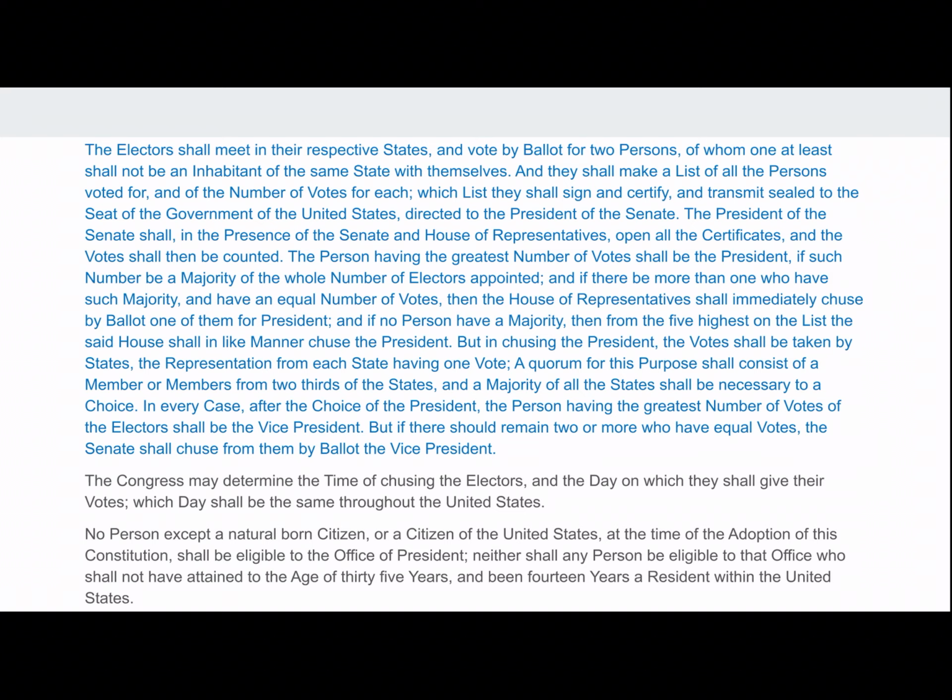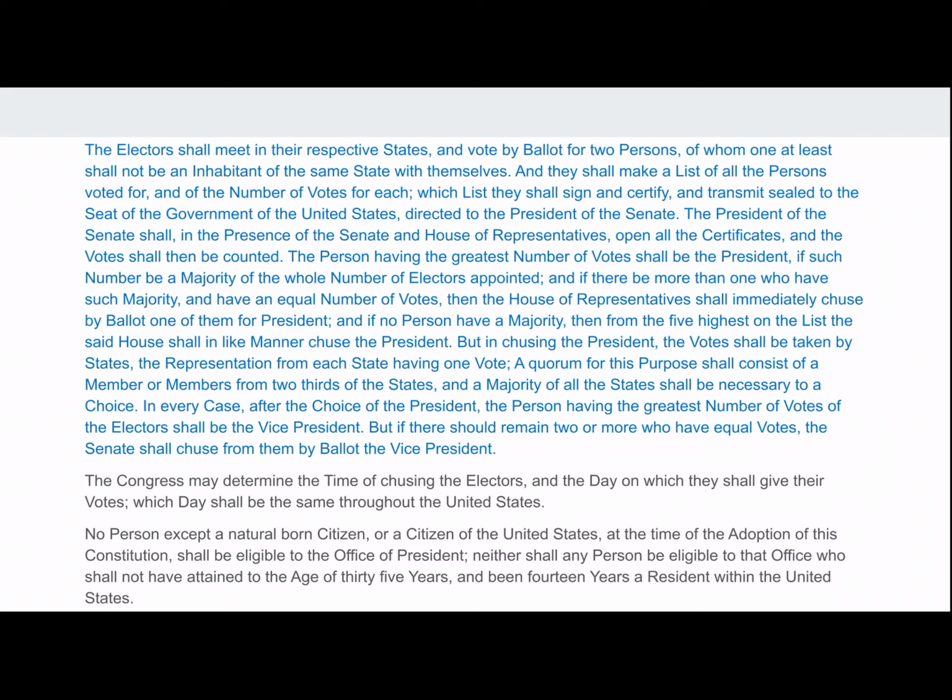No person except a natural-born citizen, or a citizen of the United States at the time of the adoption of the Constitution, shall be eligible to the office of president. Neither shall any person be eligible to that office who shall not have attained to the age of 35 years and been 14 years a resident within the United States.